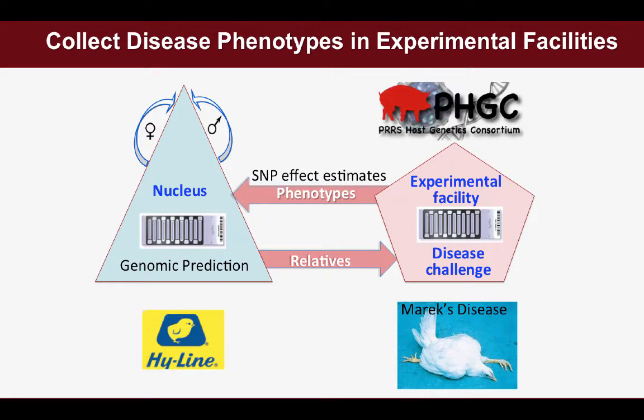This is the approach that was used in the PRRS Host Genetics Consortium, which we will discuss in Module 4, in which large numbers of weaner pigs from commercial lines were challenged with the PRRS virus to identify genomic regions and genetic markers that are associated with resistance to PRRS virus infection, which could then be used for marker-assisted selection or genomic selection in nucleus breeding programs.